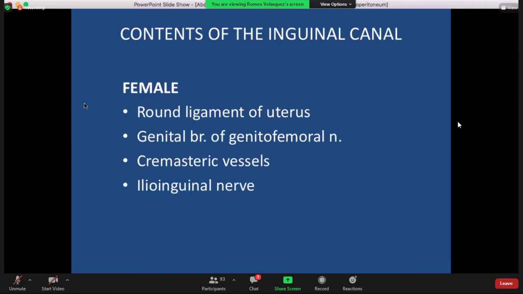Now this is what is known as Hesselbach's triangle. Small triangle.